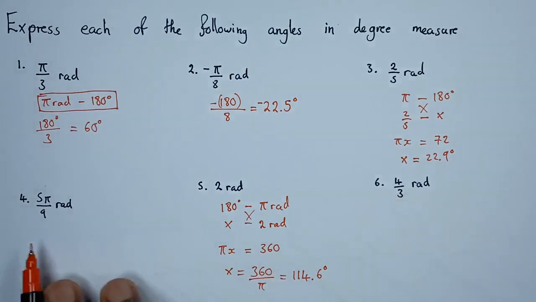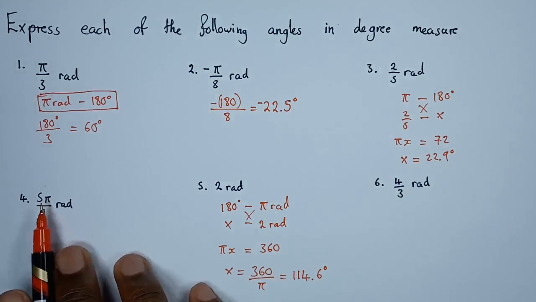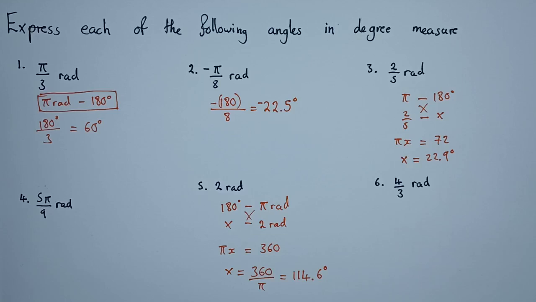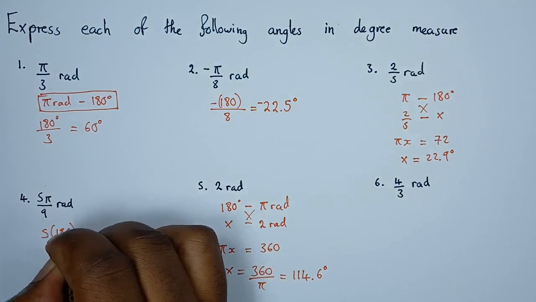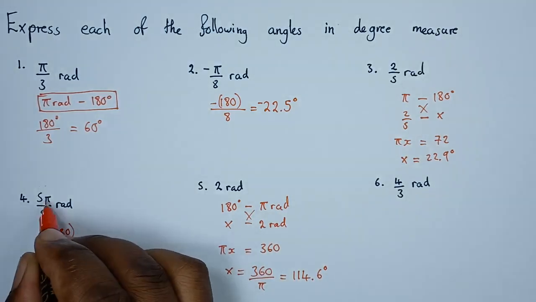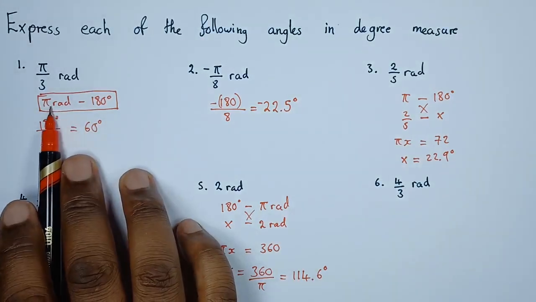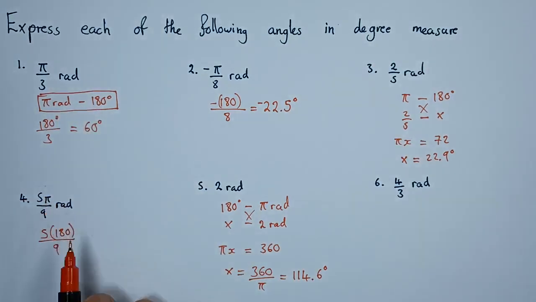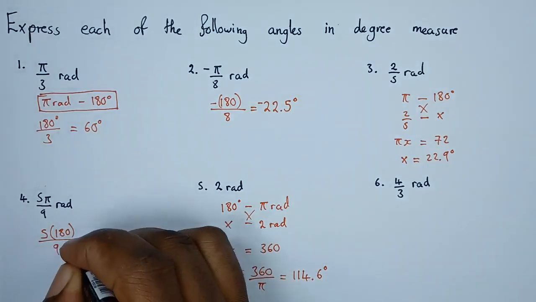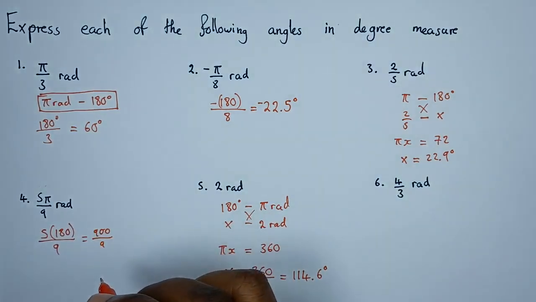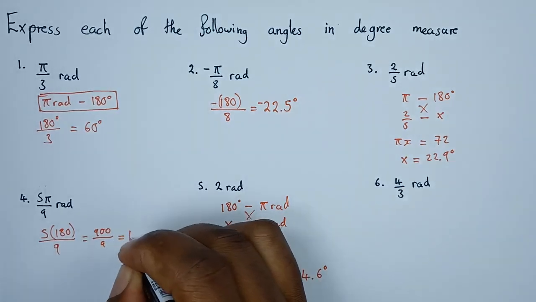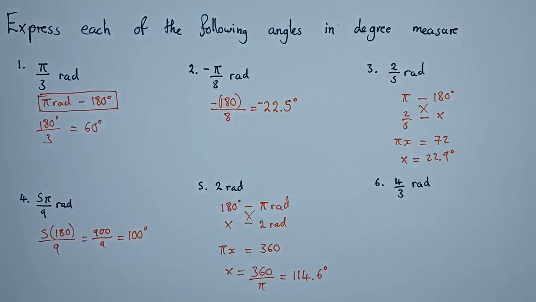For this one, let me start with this one. If you have a pi, it's easy because you just replace the pi with 180. So we simply say 5 multiplied by 180 divided by 9. I just replace the pi with 180 because remember, pi rad is equal to 180. Where there's pi, just replace it with 180. So 180 multiplied by 5 is 900. Then 900 divided by 9 is 100 degrees.